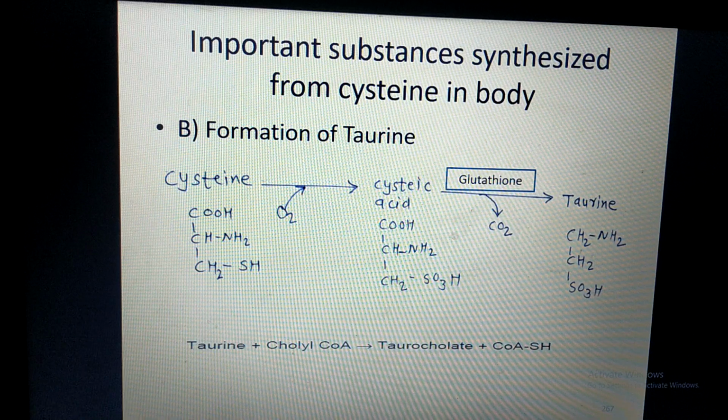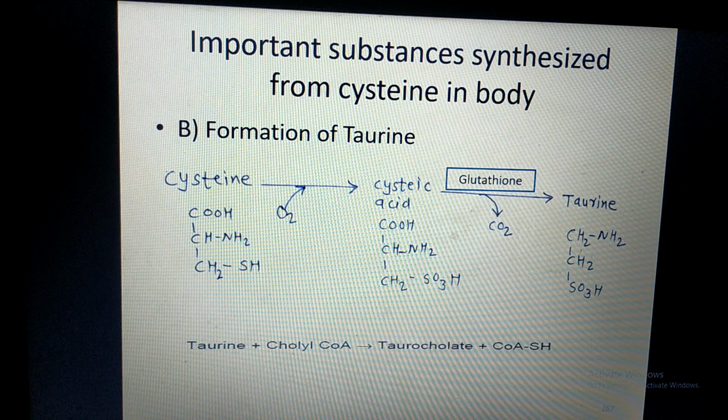Now this taurine combines with choline-CoA. Choline-CoA means it is a combination of cholic acid and coenzyme A. So this choline-CoA combines with taurine, where the choline group or cholic acid is transferred to taurine to form taurocholate or taurocholic acid, which is one of the bile acids, and coenzyme A is removed.